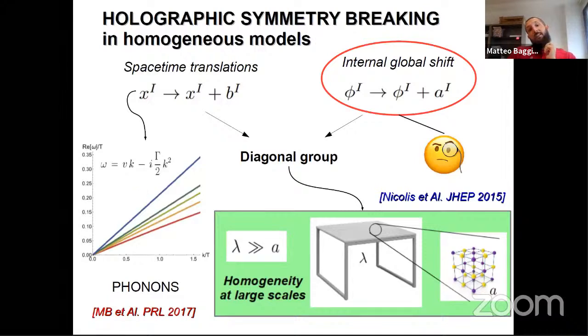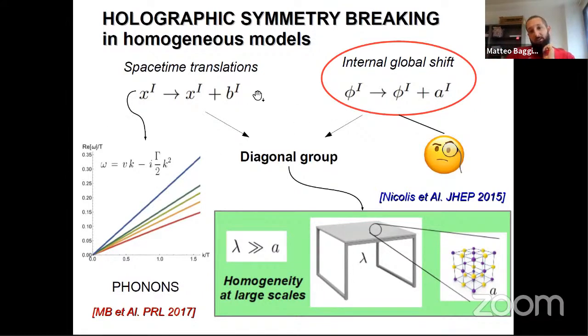Now, the point is that you are not only breaking the space-time translation, but you are also breaking an internal global symmetry. In the easiest case, this internal global symmetry is actually just a shift. So you can imagine a scalar field that is just shifted by a constant. And what happens in this system is that these two symmetries are broken in a very specific way, which is that they retain the diagonal group. So if I now set b^i to be minus a^i, the system is invariant under this combination even after the spontaneous symmetry breaking.